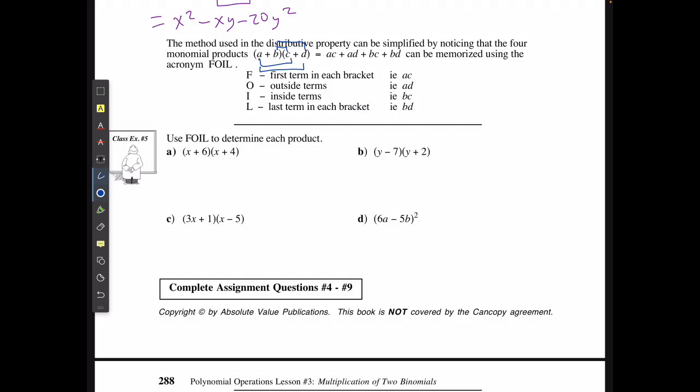So if I'm using the FOIL method, I do the first terms, which give me x squared. The outside terms give me 4x. The inside terms give me 6x. And the last terms are going to give me 24. And then I have the like terms in the middle. So I have x squared plus 10x plus 24.